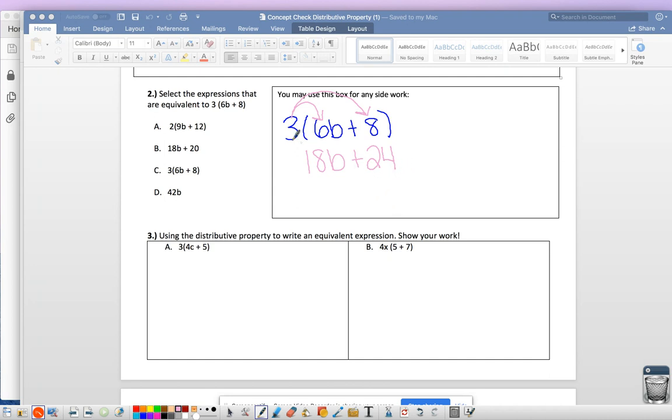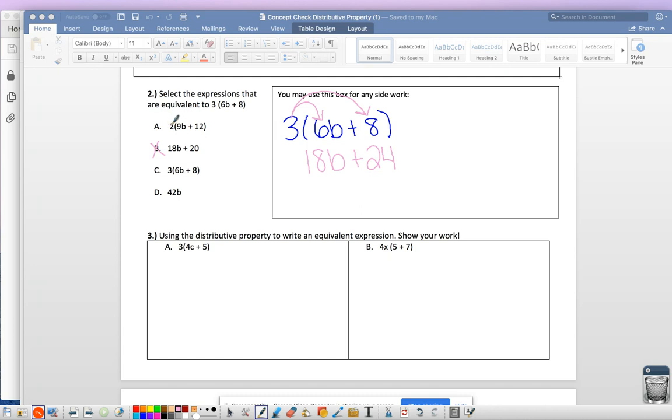Now, I don't see that option here, okay? But I do know that it will be 18b plus 24. So this answer right here cannot be an option, okay? Because it has to be plus 24, not 20. So B is not going to work, okay? But I need my numbers to equal 18b and 24.